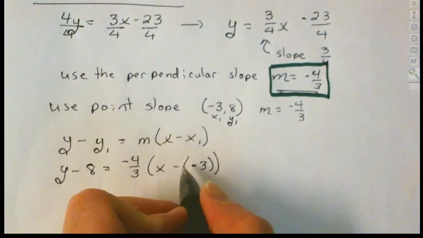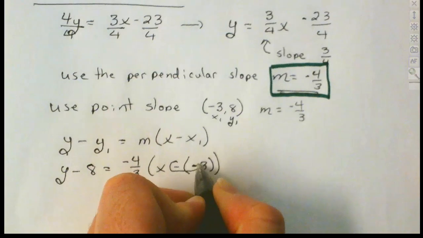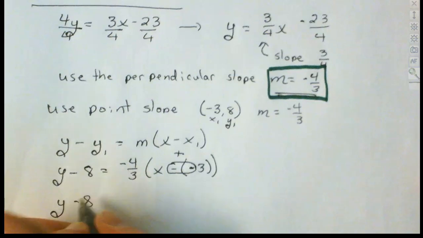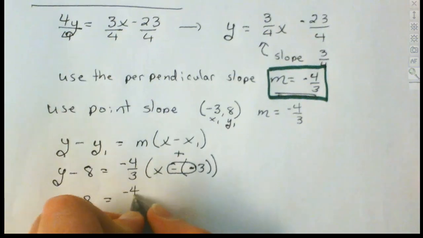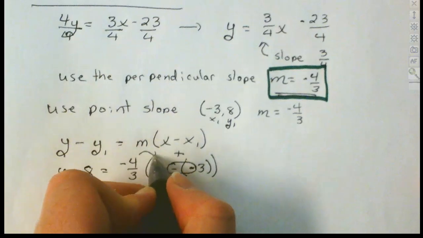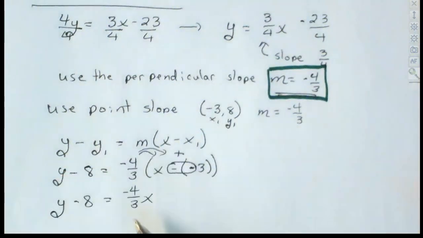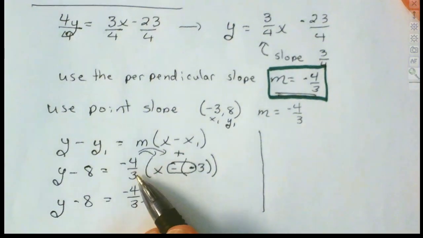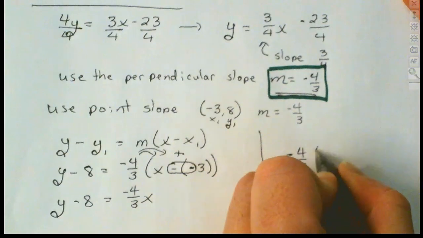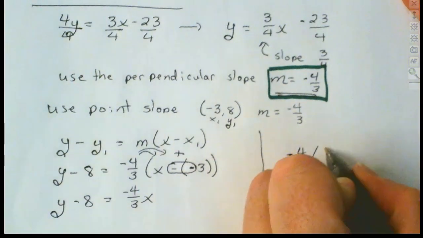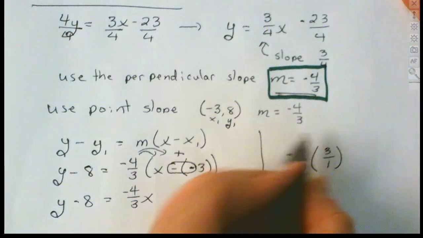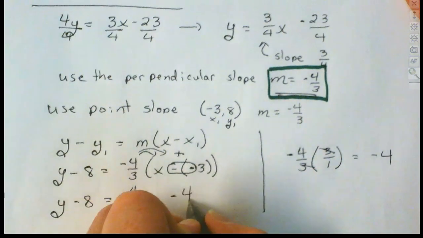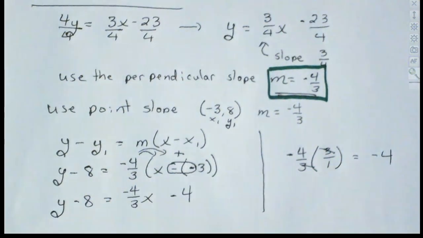Now, what do we have? Double negatives here. So we'll go ahead and cancel those out. That's going to make that positive. And that's going to be y minus 8 equals 4/3 x when we distribute through. And what's going to happen on that last piece? Well, if you struggle with multiplying, write it out. So that's going to be a -4/3 times a 3/1. And what happens with the 3's? Cancel. So what's going to be left over? -4.